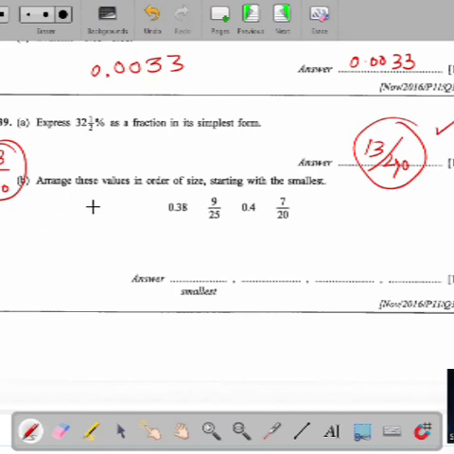After that, arrange these values in order of size, starting with the smallest. All right, 0.38, 9 by 25, 9 over 25. Okay, put the decimal here. 90 over 25, 3 times 75.